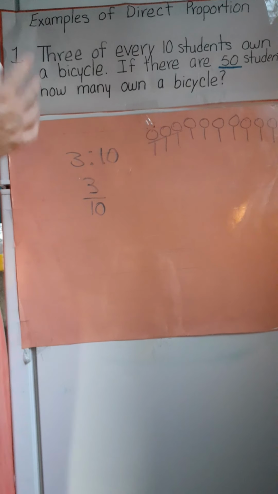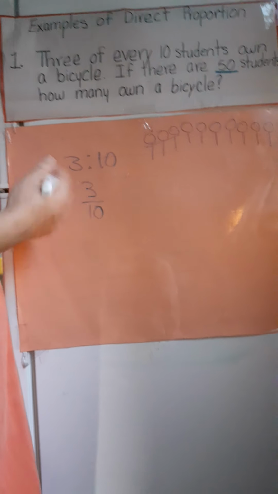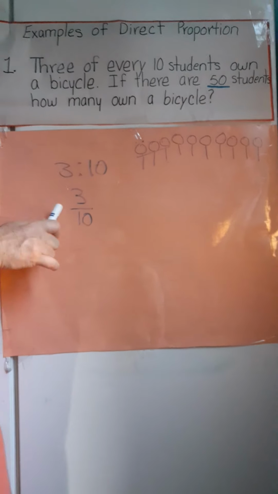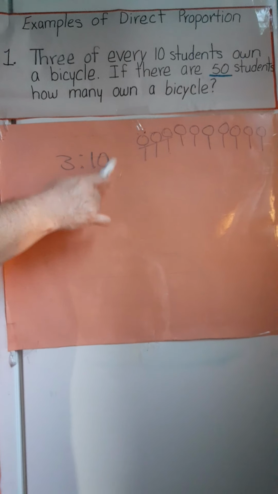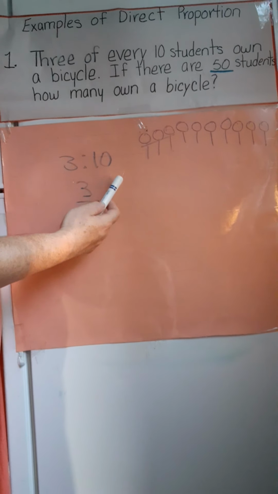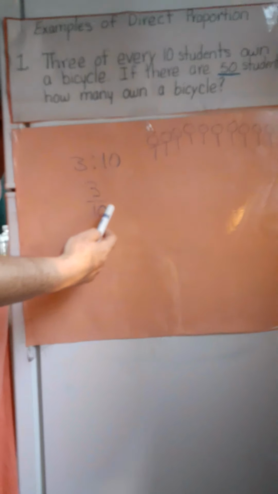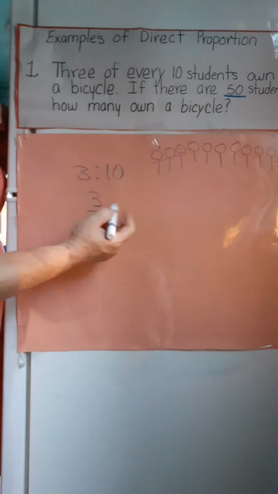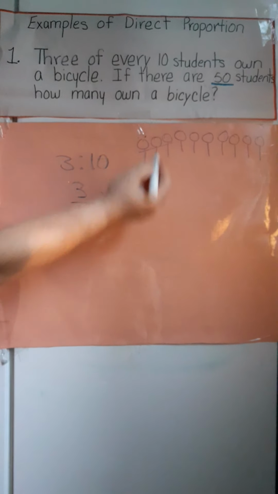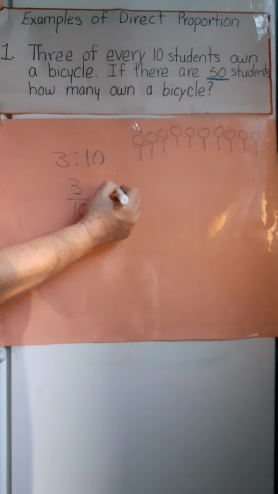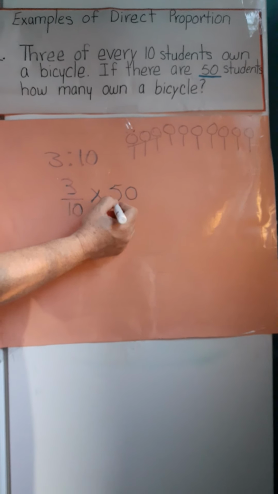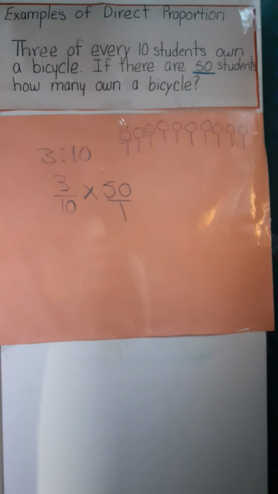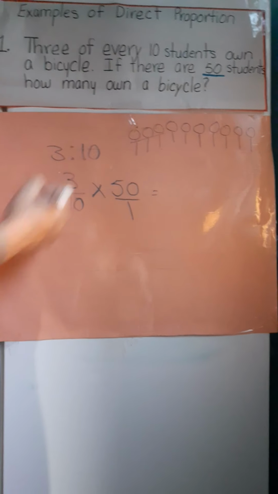Now, you have many ways how you can solve this problem. However, the way I solve it is like this. You have 3 to 10. Okay, now you form this ratio. You turn it into a fraction. So you write 3 out of 10. Once you have your fraction, you are going to multiply it by the total amount, which is 50. So you times it by 50 over 1. You make 50 a fraction by putting it over 1.